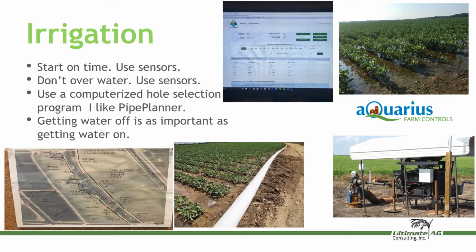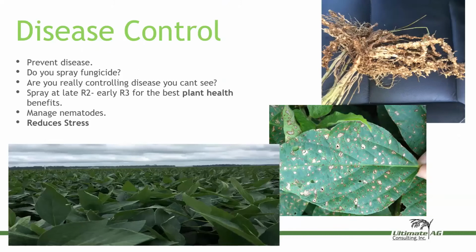But definitely, I think when you put pipe planner or any computerized hole selection program with the sensors, everything starts stacking up. I think there are opportunities for 30, 40% water savings on a farm. But so we'll move on.